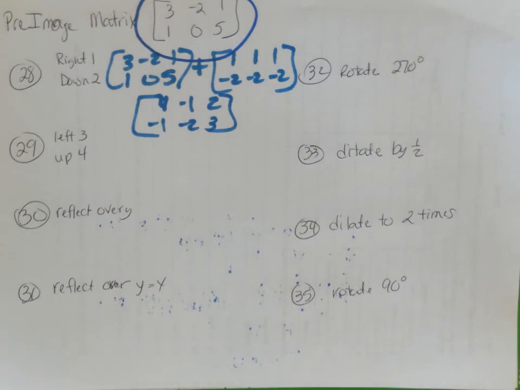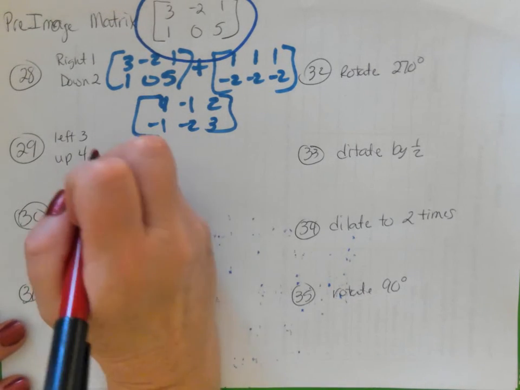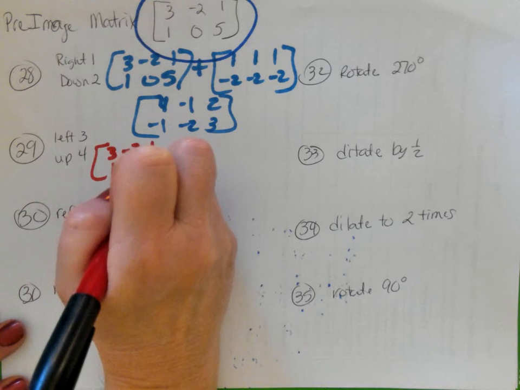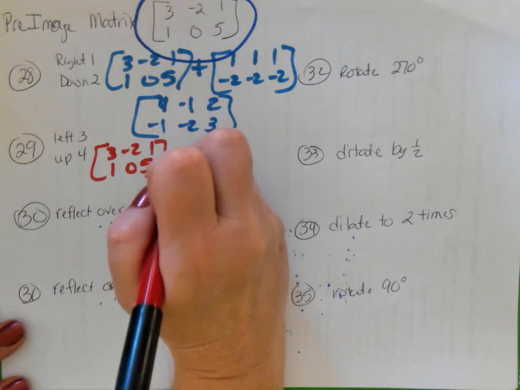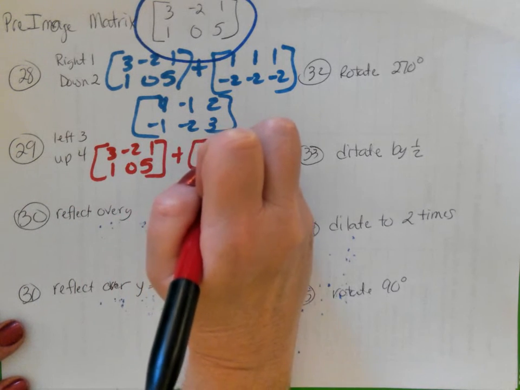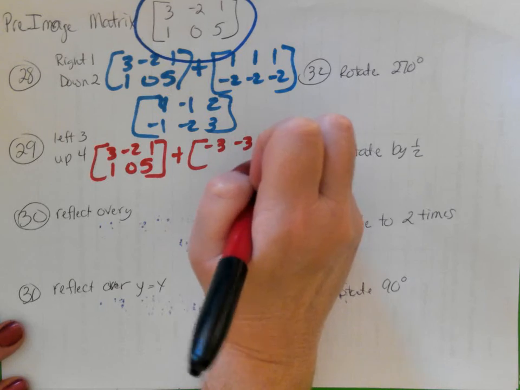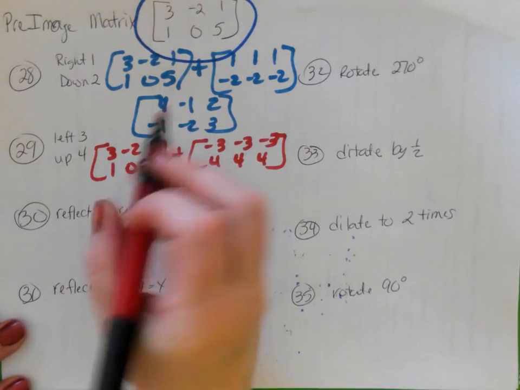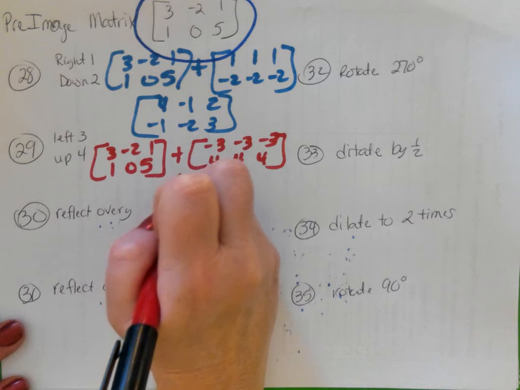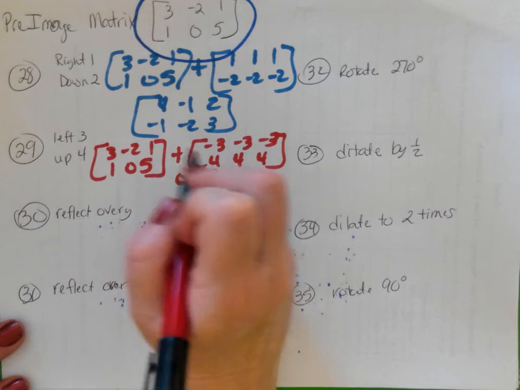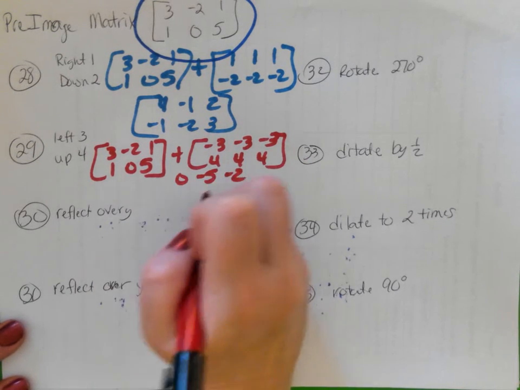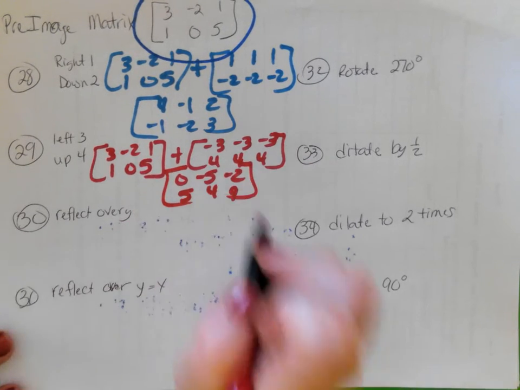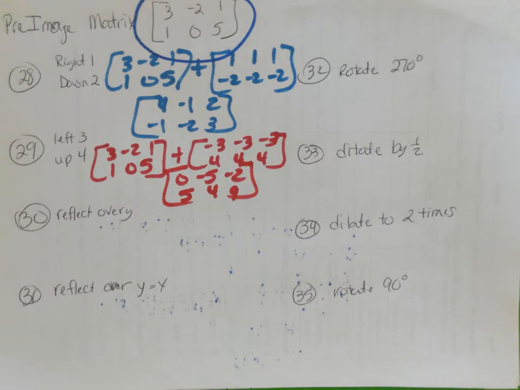The next one says left 3, up 4. Again, I start with the same thing. 3, negative 2, 1, 1, 0, 5. Left is going to be minus 3, minus 3, minus 3, and up is positive 4, positive 4, positive 4. We do the math. That's 0, negative 5, negative 2, 5, 4, 9. And that is the matrix that I would then graph.